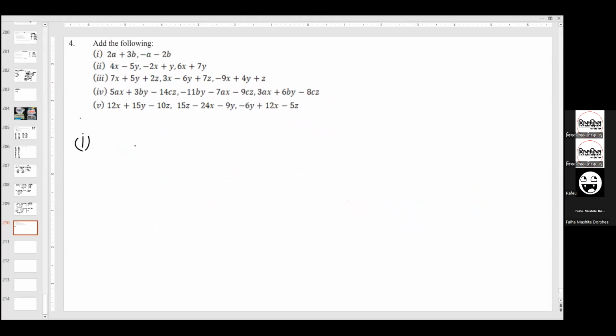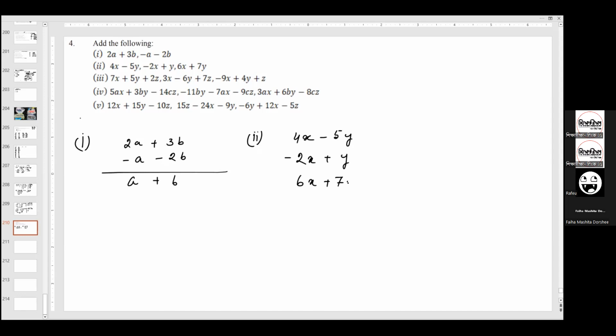Yes, sir. ওকে, আমরা কি করব, আমরা হচ্ছে 2a প্লাস 3b মাইনাস a প্লাস সরি মাইনাস 2b, রাইট? এখানে আমরা সাইন চেঞ্জ করব না, তাই তো? সো এটা যেহেতু পজিটিভ আছে আর নেগেটিভ, সো আমরা লিখবো a, আর এখানে লিখবো b, রাইট? a প্লাস b. So at the same time, 4x minus 5y minus 2x plus y, 6x plus 7, right?